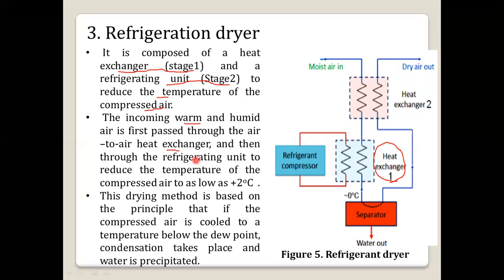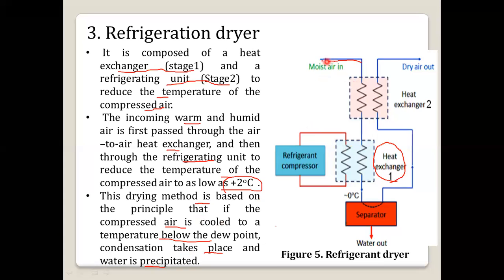Then the air is passed through the refrigerating unit to reduce the temperature of the compressed air as low as +2 degrees Celsius. The drying method is based on the principle that if the compressed air is cooled to a temperature below the dew point, condensation will occur and water is precipitated. The water left will be drained out.